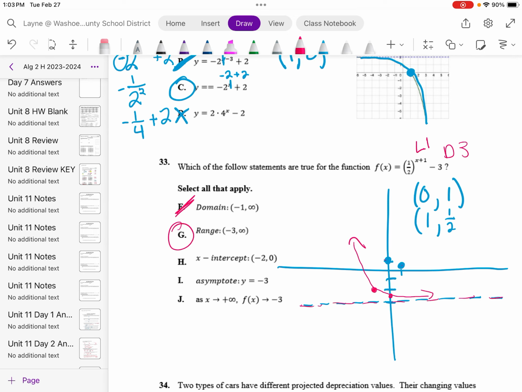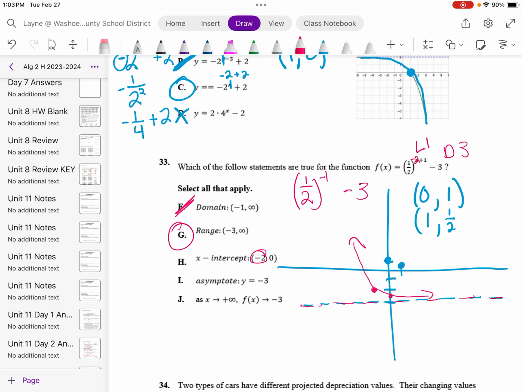The x-intercept is negative 2. In looking at my graph, it's actually hard to tell if the x-intercept is -2. So what I would do with this is type it into the graphing calculator, or you could plug in -2. Let's go ahead and plug in -2. So if we plug in -2 in for x, this would be -2 plus 1, which is -1.